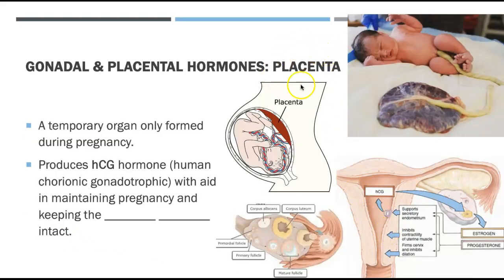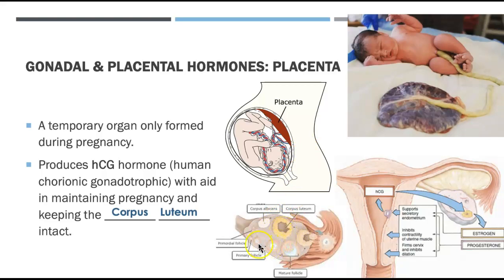Now, what about the placenta? We certainly don't always have a placenta within our body, so it is a temporary organ that is formed during pregnancy. And typically, this placenta will form near the fundus of the uterus. So here's where our fundus is, toward the top. And its job is to secrete a hormone known as HCG, or human chorionic gonadotropic hormone. And this helps to maintain the pregnancy and keeps the corpus luteum intact. This is what the corpus luteum looks like.